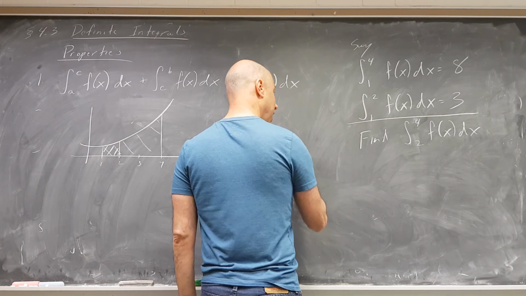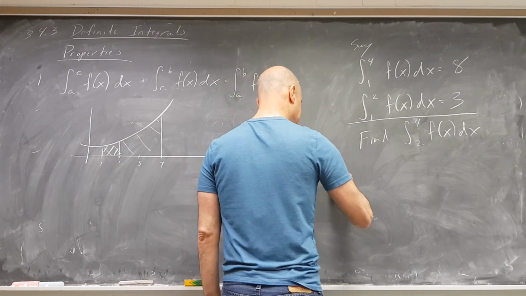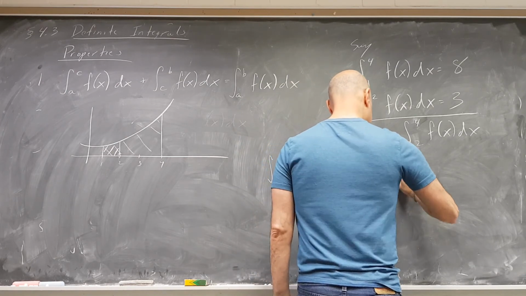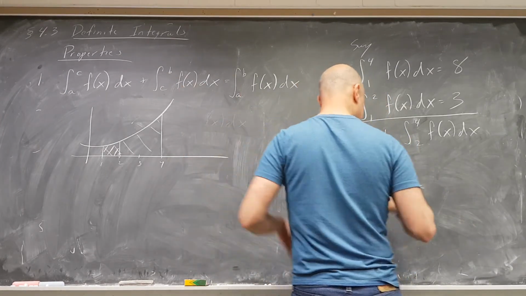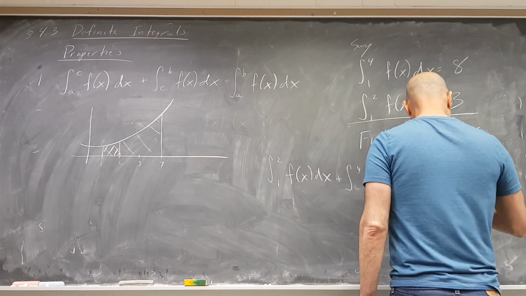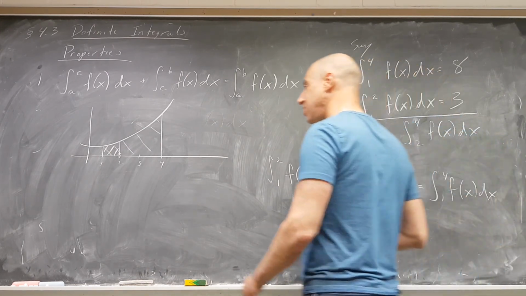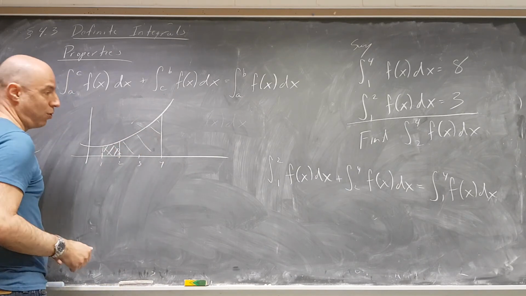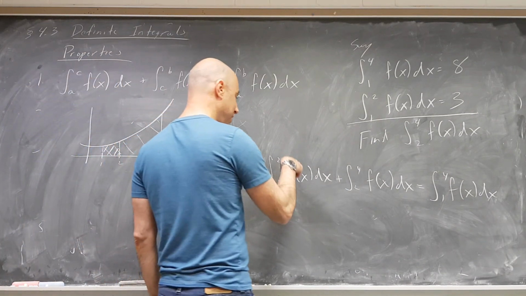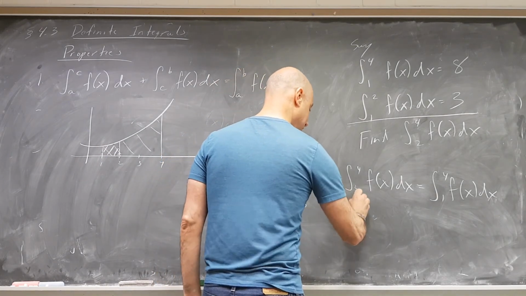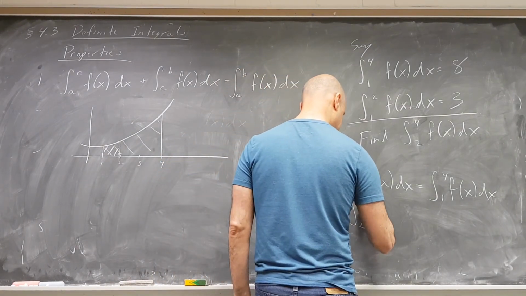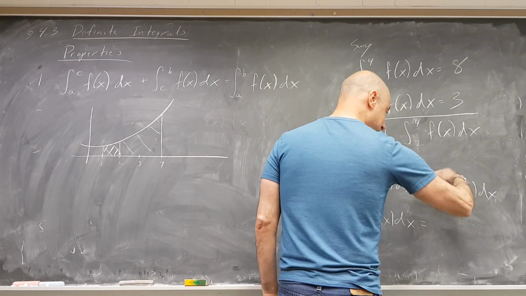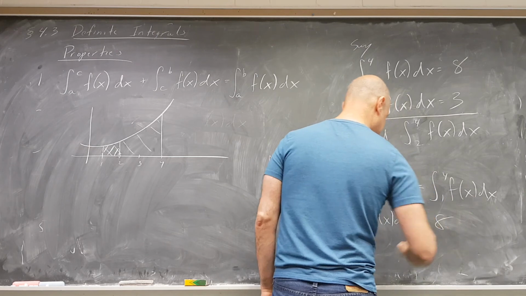from 1 to 2 of f of x dx plus the integral from 2 to 4 of f of x dx is equal to the integral from 1 to 4 of f of x dx. In other words, the area of this little region plus the area of this region equals the area of the whole thing. Well, I told you that this is equal to 3. We don't know this. And we're told that the area of this equals 8.